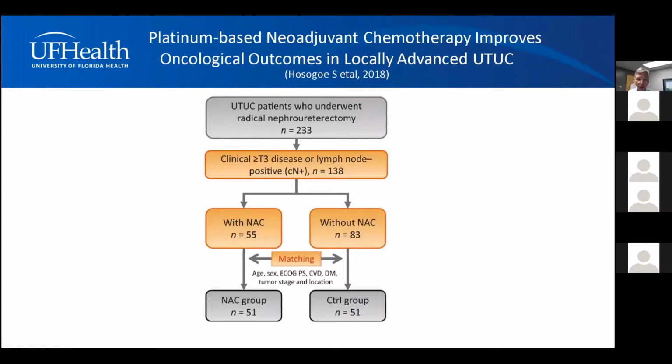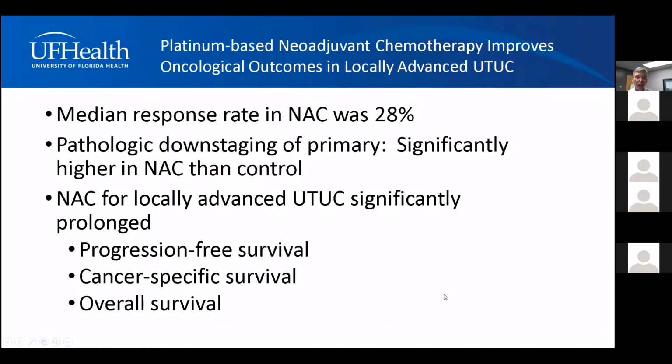So this is the flow sheet for doing this. They all underwent radical nephrectomies for T3 disease with or without neoadjuvant therapy. But see, then they matched this by age, sex, ECOG status, tumor stage, and location. The median response rate for neoadjuvant chemotherapy was 28%. There is pathologic downstaging of the primary significantly higher in the neoadjuvant group rather than the control.